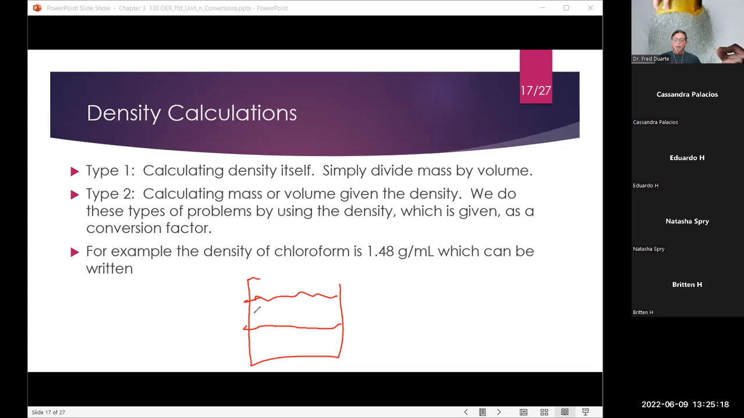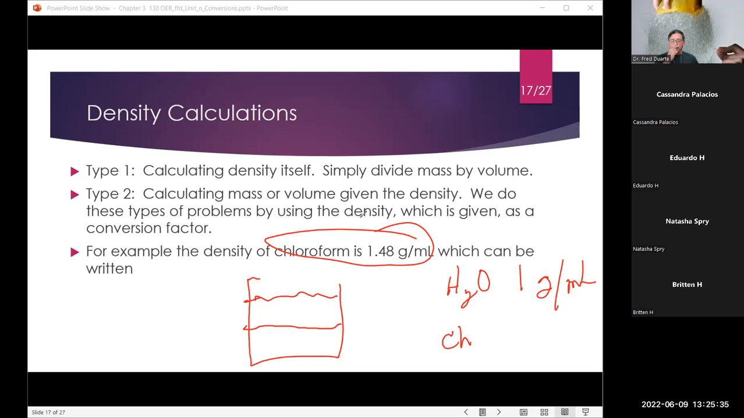Can you tell me which one, okay, well, we got water here with 1 gram per milliliter and chloroform, 1.48 grams per milliliter. Which layer will be the chloroform in this example here? Would it be the top layer or the bottom layer? What do you guys think? It would be the bottom layer, simply because the density of chloroform is 1.48, and using your benchmark of water as 1 gram per milliliter, anything greater than 1 will sink. So the chloroform will be down here.